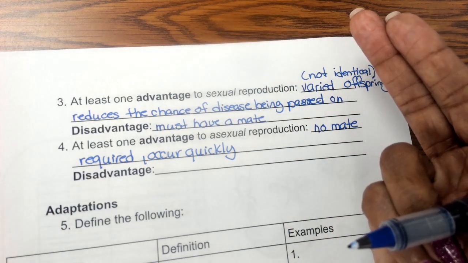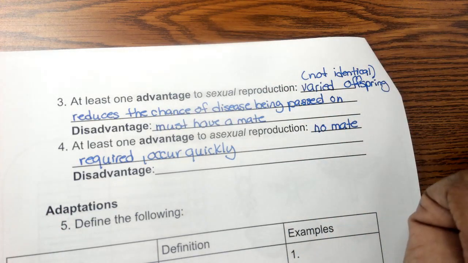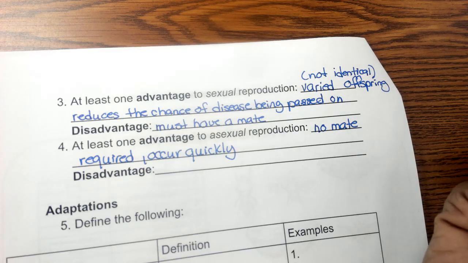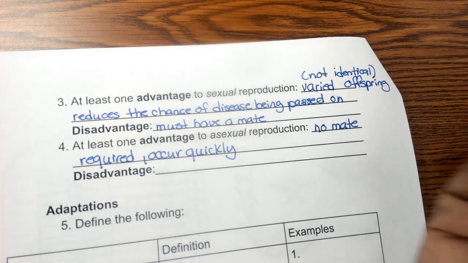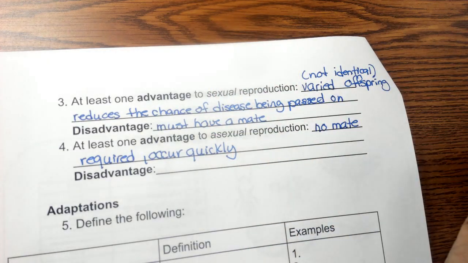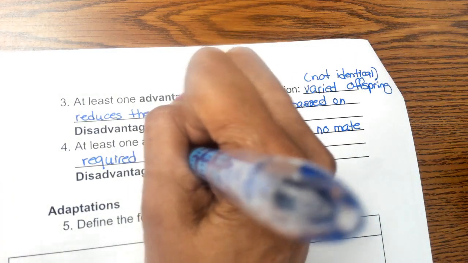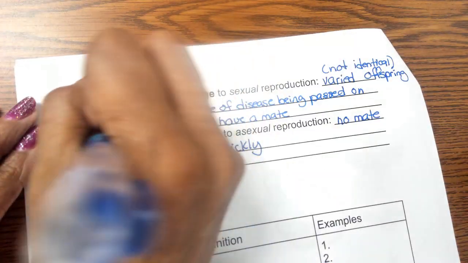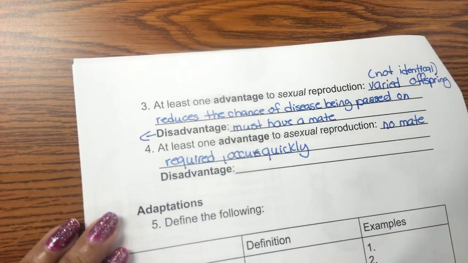Whereas with sexual reproduction, it takes longer. So for example, to create a new human, a woman is pregnant 9 months. Elephants are pregnant for, I believe, 24 months. And I believe dolphins are pregnant for 10 to 12 months. So it takes a longer time to produce offspring with sexual, whereas with asexual it occurs quickly. So I'm going to go back and add this as a disadvantage for sexual reproduction.